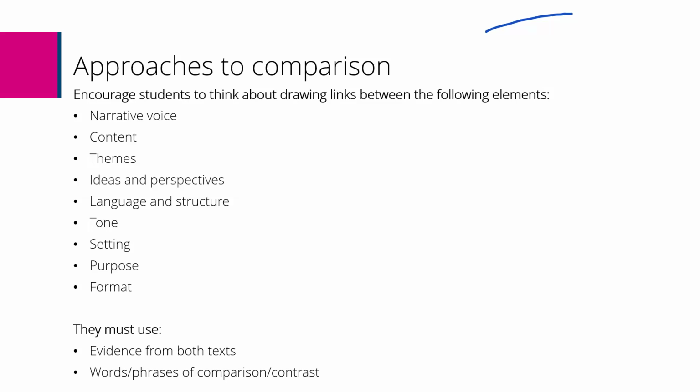So we're encouraging students here to think about drawing links between these two unseen texts. So we're thinking about narrative voice, content, themes, ideas and perspectives, language and structure, tone, setting, purpose, formats, all of those things. They have to use evidence from both texts, words, phrases of comparison, contrast, all those discourse markers that I'm sure you teach, in contrast and comparison, similarly, all of those kind of things.